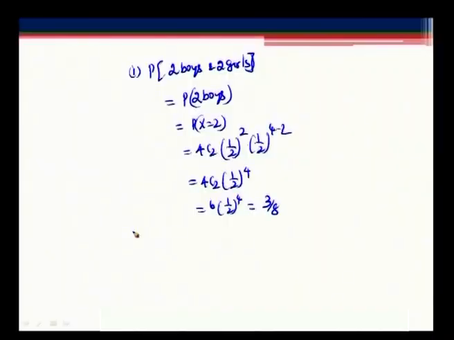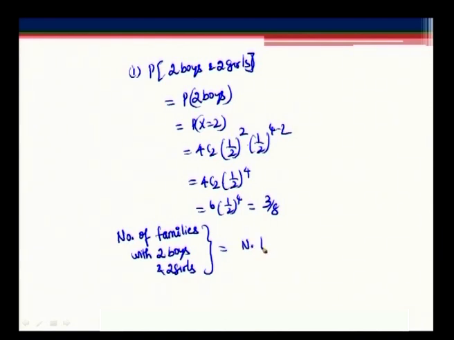The question is not finding the probability. The question is finding the number of families having 2 boys and 2 girls. So we have to talk about the number of families. Number of families with 2 boys and 2 girls is equal to N into the respective probability value, N into P of x equal to 2. N is 800, 800 into 3 by 8, which is equal to 300, right.